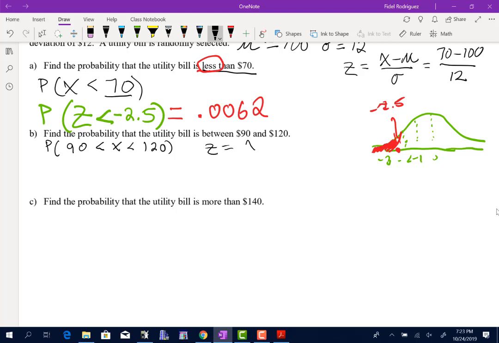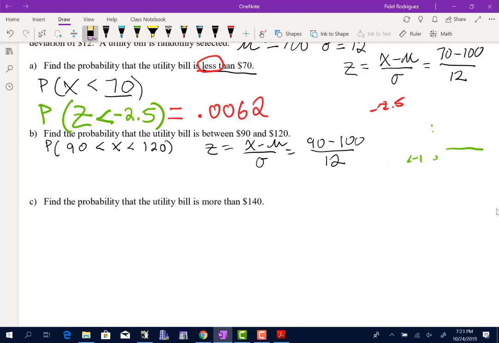Okay, so let's do this. Guys, the first thing I'm going to do is write down my formula. And we're going to do it first for 90. So we're going to go 90 minus, we said our mean was 100, and our standard deviation was 12, right?